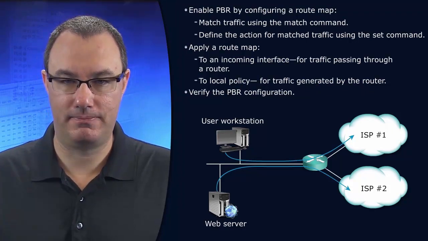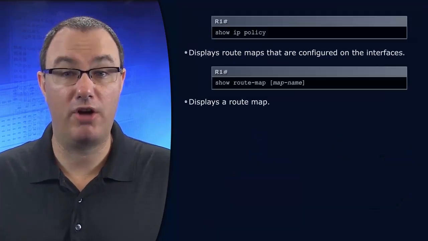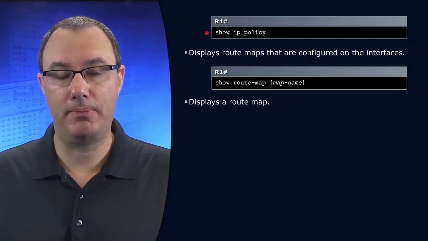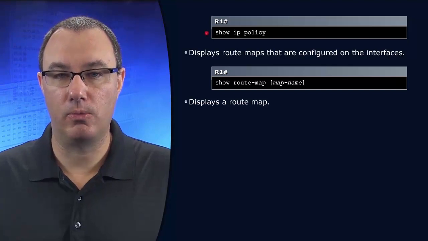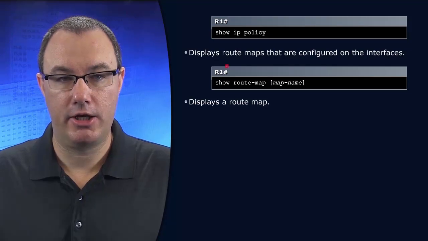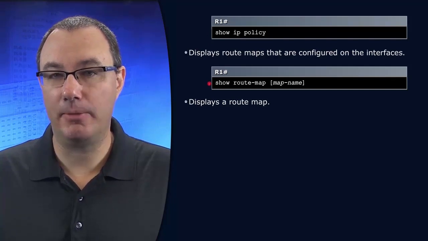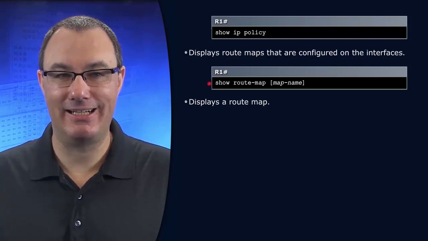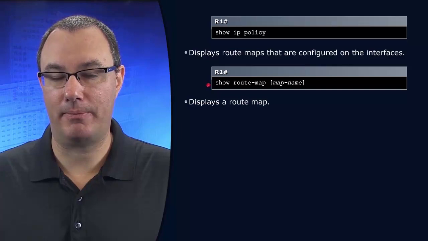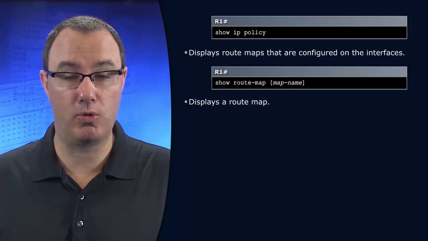Now verification, the last step of the puzzle, is done with a few different commands. These commands need to be in your arsenal. Show IP policy displays where route maps are applied in terms of PBR. Show route map will show you the logic, but more importantly, the number of hits that you see in the route map. So if you have traffic that is PBR'd, show route map will show you how many packets have been policy-based routed. That's really important.